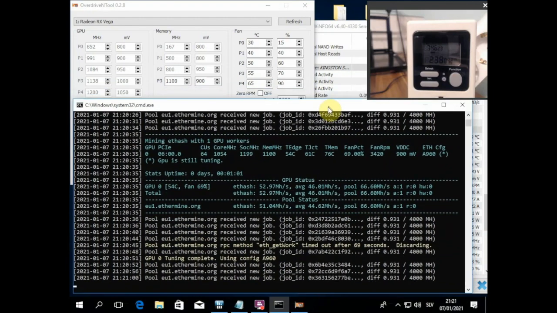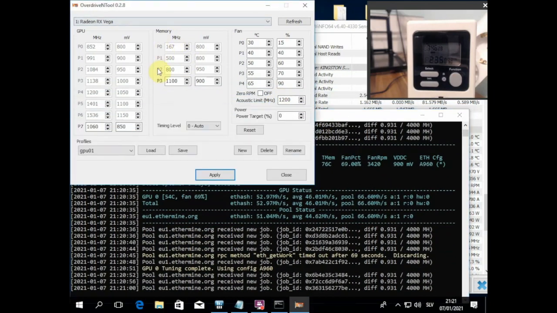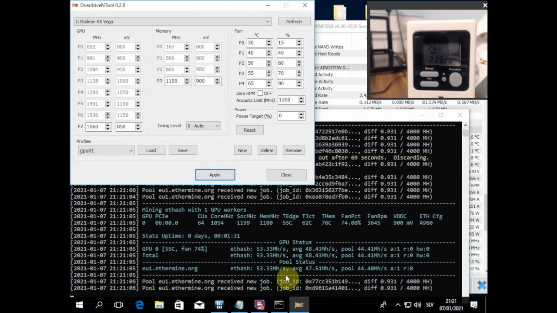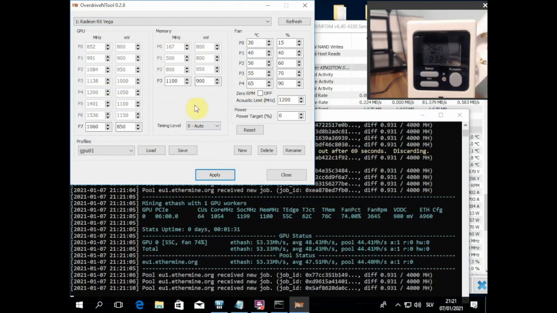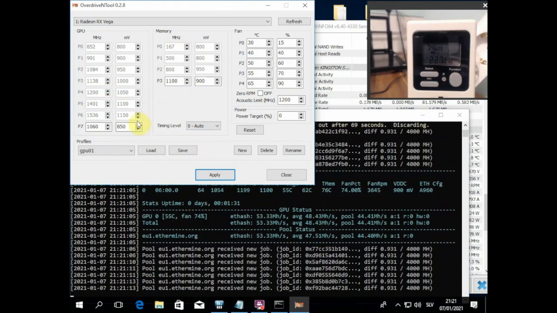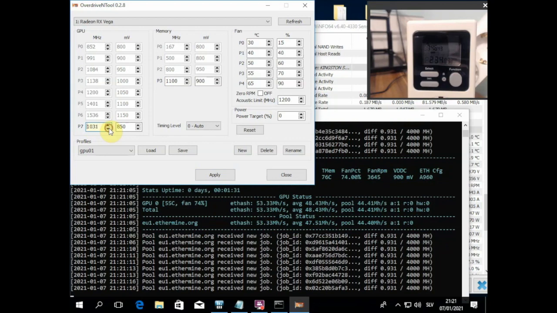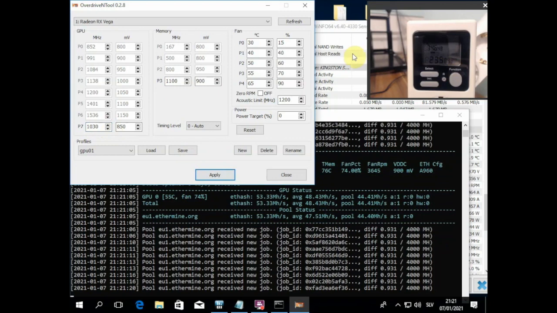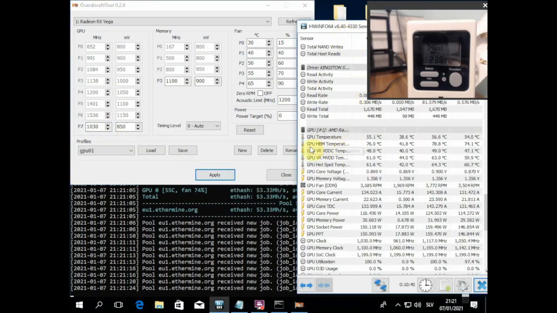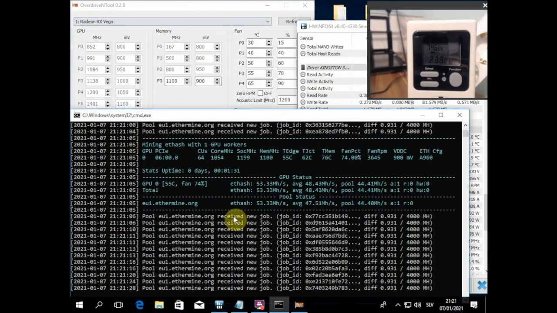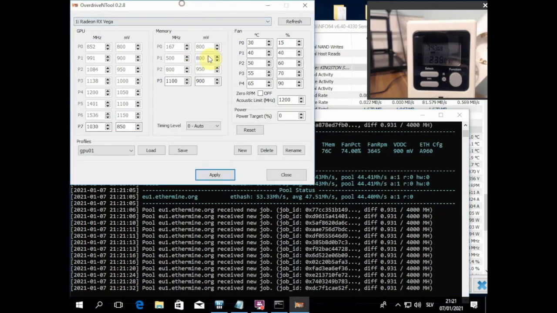Okay, let's see what we are getting on TeamRedMiner with these settings. 53.3 at 230 watts. I think I can go down on core, so we drop a bit of hash. What is our HBM temperature? 76. This is okay. Okay, let's see what we get now on these settings.